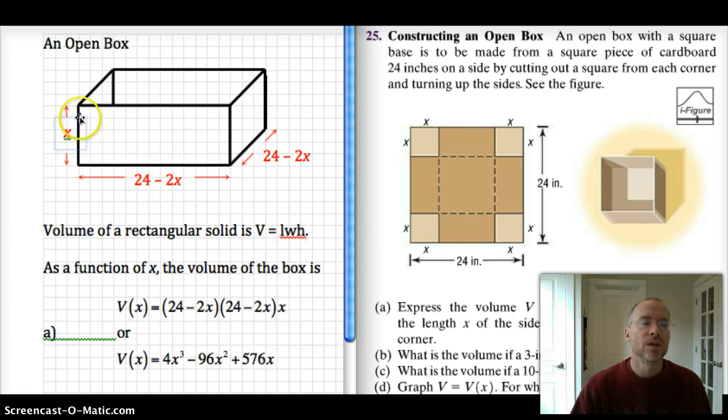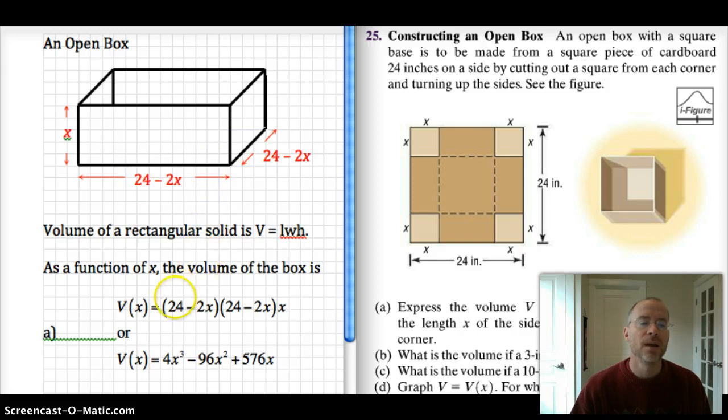So this dimension is going to be x. When you cut out a square of dimension x and fold it up, the height of the box will be x. But you have to think a little bit. When you start with a 24-inch square and you cut x out of one corner and x out of the other corner, you're left with a dimension of 24 minus 2 times x. And of course that's going to be the dimension front to back as well, because we started with a square.